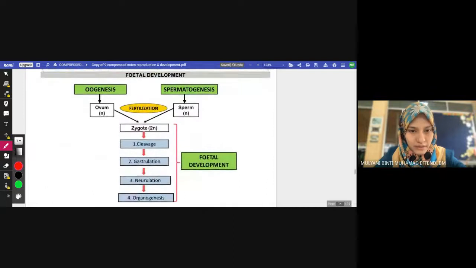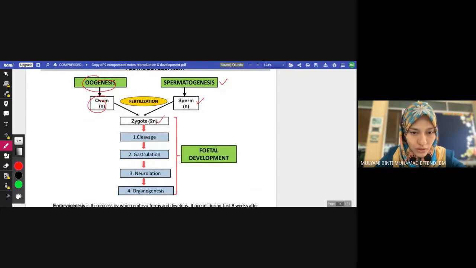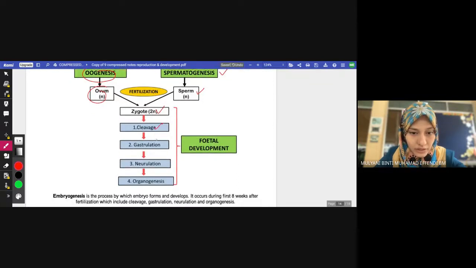Okay, so next, once it is fertilized, we go to the fetal development. Right, so here are the overview lah. So oogenesis berlaku menghasilkan ovum, okay, ataupun secondary oocyte lah, we can say it is secondary oocyte. So yang ini spermatogenesis, menghasilkan sperm. So once fertilization berlaku, it forms ovum where it will develop into zygote. The zygote will then undergo cleavage, gastrulation, neurulation, and also organogenesis. So here from this part, the zygote, development of zygote until organogenesis is we call the fetal development.